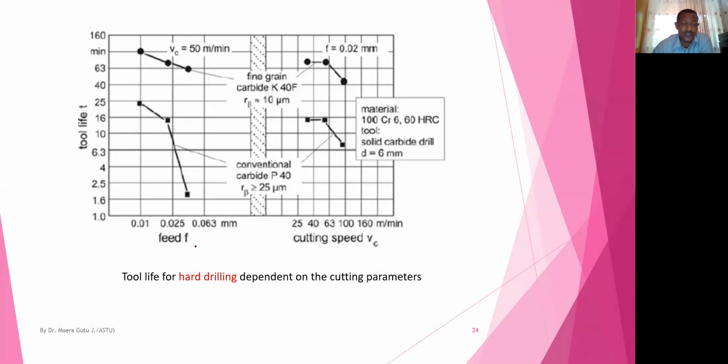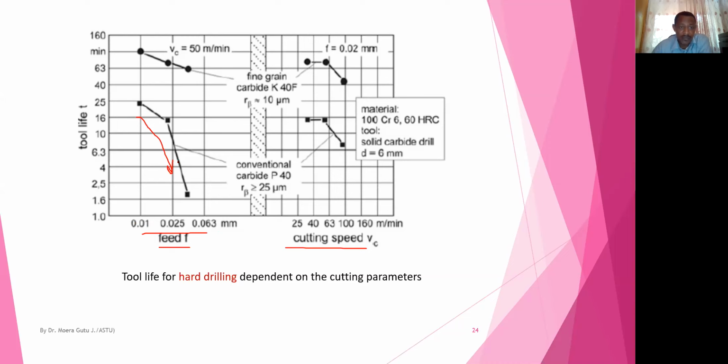This is the research conducted to test the effect of feed on tool life during drilling, and the effect of cutting speed, Vc, meter per minute, on tool life. As well, you will see that during drilling, as the feed rate is increasing, the tool life is decreasing. The tool life keeps on decreasing. So you have to use what? Small feed rates, 0 up to 0.1 millimeter in drilling of hard materials.